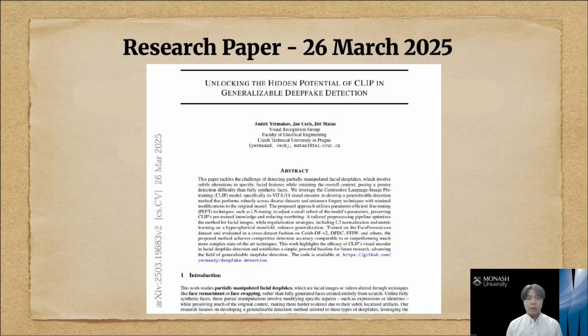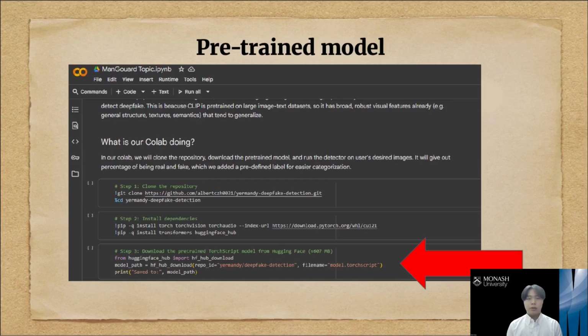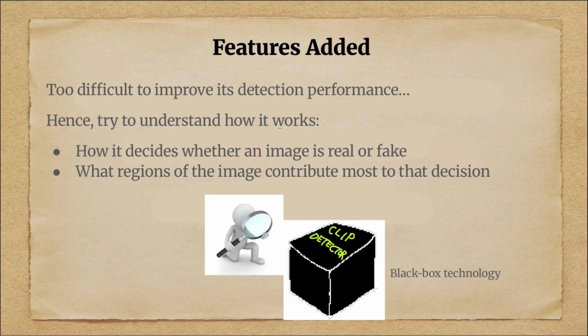We base our implementation on the research paper Unlocking the Hidden Potential of CLIP in Generalizable Deepfake Detection. This paper demonstrates that CLIP, a vision language model, can generalize across different deepfake datasets due to its semantic alignment between image and text features. Instead of retraining or modifying CLIP, we downloaded a pre-trained CLIP deepfake detector from Hugging Face and used it directly in our experiment. Our goal was not to improve its deepfake performance, but rather to understand how it works, how it decides whether an image is real or fake, and what regions of the image contribute most to that decision.